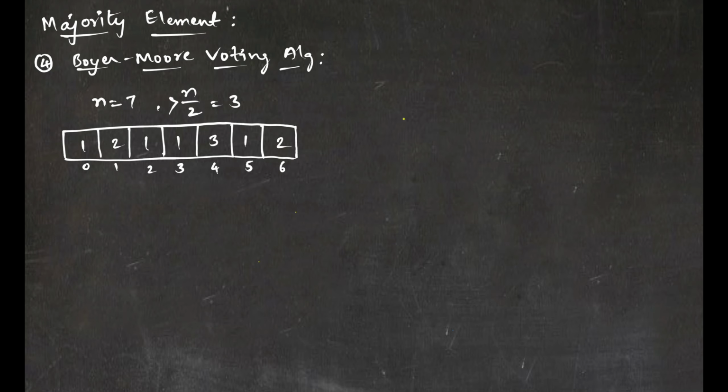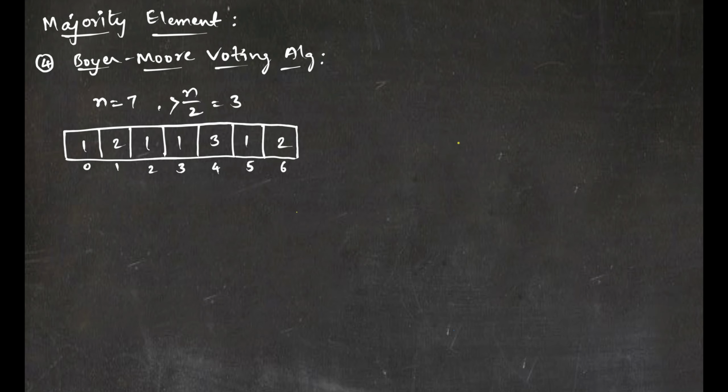So we have a nice algorithm called Boyer-Moore voting algorithm, which takes O of n time with constant space. The intuition behind this algorithm is, we'll take two variables called majority to hold the current majority element and the count variable. So whenever we see this majority element inside this array, we'll increment the counter by 1, and if we see a non-majority element, we'll decrement the counter by 1.